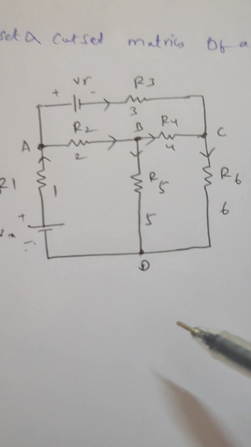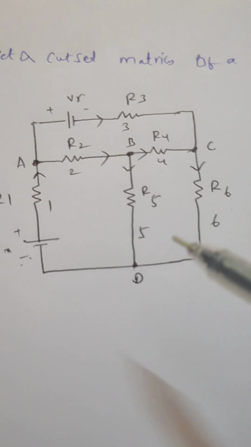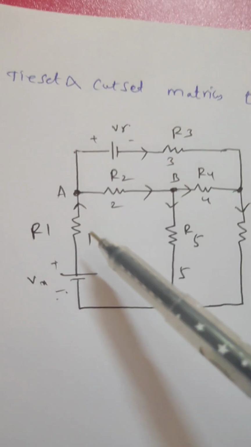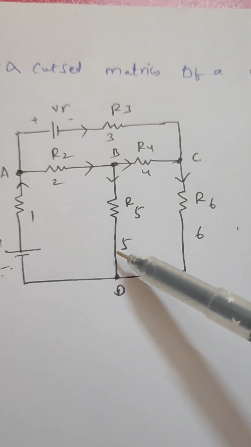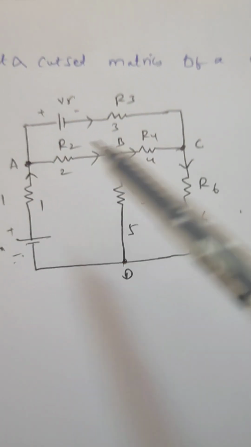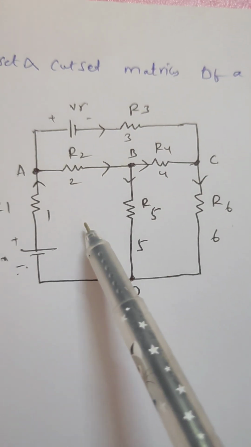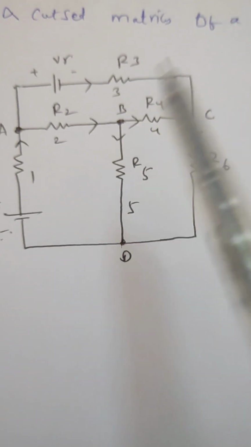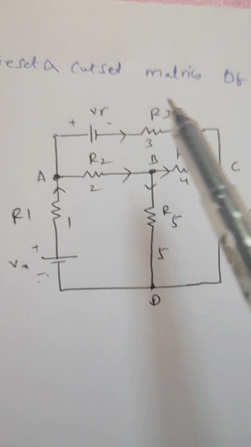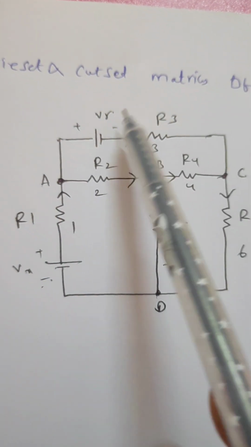Hello everyone. Now I am going to explain to you how to write a tie-set and cut-set matrix for this given network graph. So first of all, this is a given network. First of all, we have to convert it into an equivalent network graph. Then we will be able to write down the tie-set and cut-set matrices.